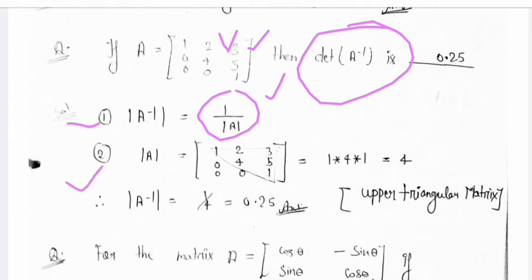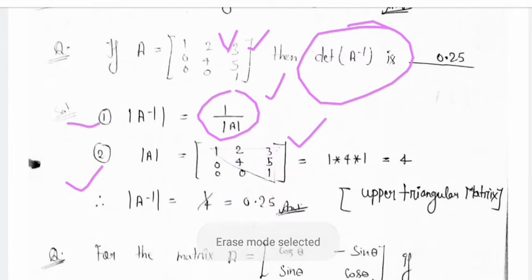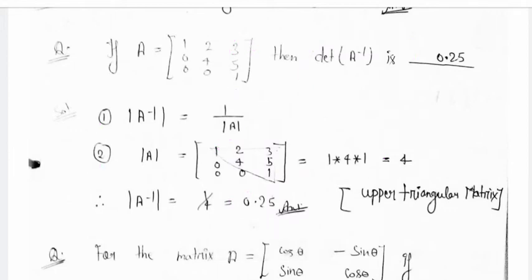Now here the second procedure you have to use: this is an upper triangular matrix. The determinant of an upper triangular matrix is just the product of the diagonal elements, that is 1 into 4 into 1, which is 4. Now after putting the value in the first formula, we get 1 upon 4, which is equal to 0.25. So this is a very unique and very quick short trick for you, making all the process very easy. Now come to the next question.